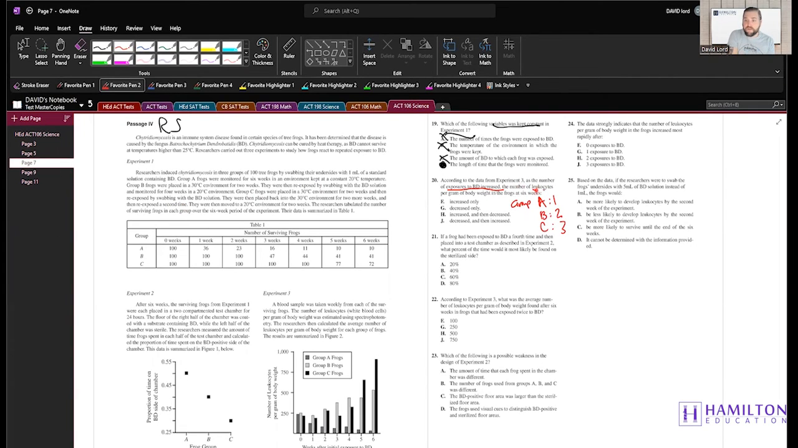What happened to the number of leukocytes per gram of body weight in the frogs at 6 weeks? Well, looking over the course of 6 weeks, group C was the dark one, and it kind of goes like this. Group B kind of goes up. But B, which was only exposed 2 times, did not increase as much as group C did. And let's see what group A did. Group A went downward. All right, so definitely it looks like the group with the most exposure to BD had the greatest increase in leukocytes. So the answer should be F.